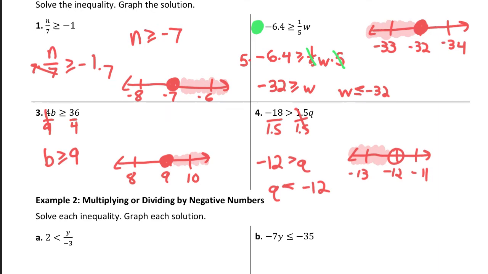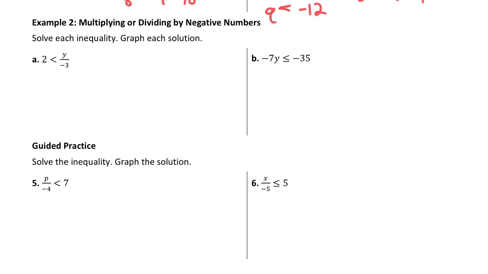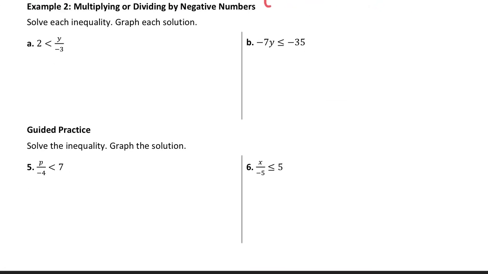Okay? So now, this is the part that's important for this lesson, multiplying or dividing by negative numbers. This changes things, literally. So, for the first example in these types of problems, I'm going to rewrite it so I have room. And I want to use red. 2 is less than y over negative 3. Okay? For this one, I'm not going to graph it because I want to more explain why this does what it does. All right? So I'm going to kind of hold off on the graphing for A and B here.